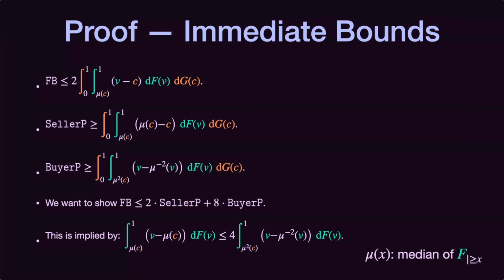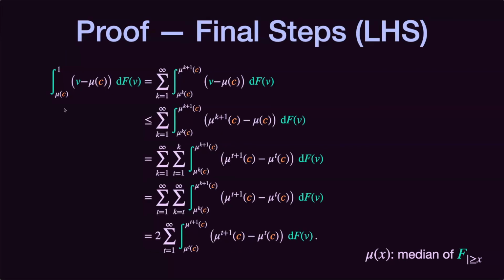Now we put these three inequalities together and plug them into the thing we want to show, and we will get the last line here. We will then separately deal with the left-hand side and the right-hand side of that inequality. So for the left-hand side, first, we split this integral into an infinite sum of smaller integrals. Then we notice that v is at most mu to the k plus 1 c. So we replace v by mu to the k plus 1 c.